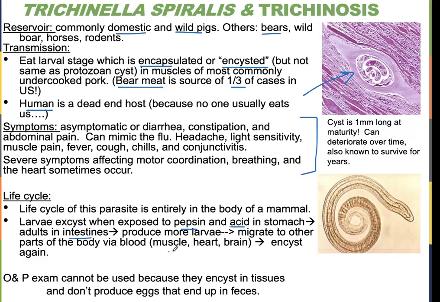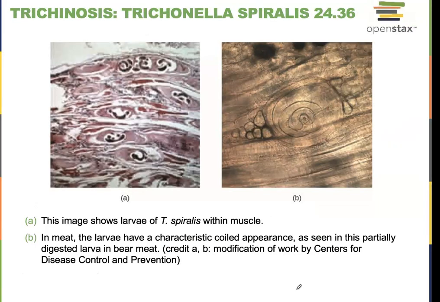then form a cyst. And this kind of infection is going to be harder to detect because in this life cycle, there are no eggs produced that are going to be found in the feces. So an O&P exam can't be used for this sort of guy because you're not releasing any larvae or any eggs in the feces. So this is what it looks like, in a slide. You can see all these larvae forming these circular encystment areas.